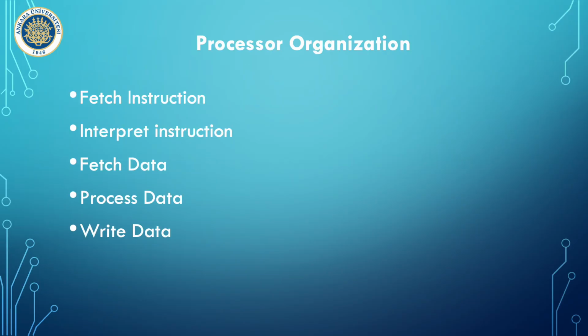A modern processor repeatedly performs five fundamental operations. First, it fetches the next instruction from memory. Second, it decodes that instruction to understand what needs to be done. And then it fetches the required data operands either from registers or from memory. And then it processes the data using the arithmetic logic unit or other functional units. Finally, it writes the result back to a register or to memory. No matter how complex a program is, it's built from these same basic steps.